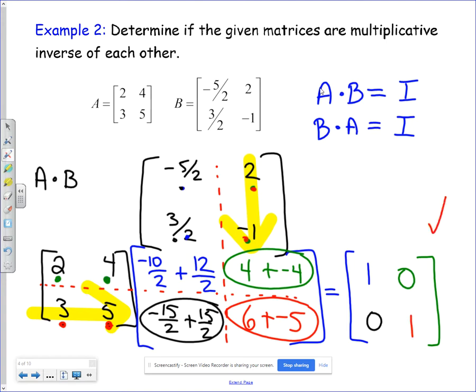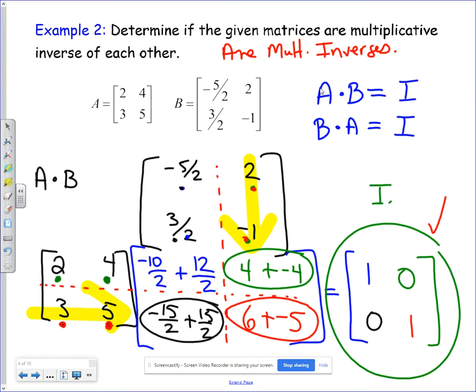So A and B are inverses of each other, multiplicative inverses, because when you multiply them together, you get I. If I would have took B times A, I would have got I as well. This matrix right here, again, is the identity matrix for a 2 by 2 matrix.